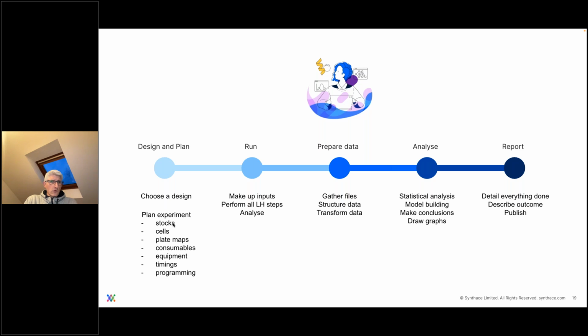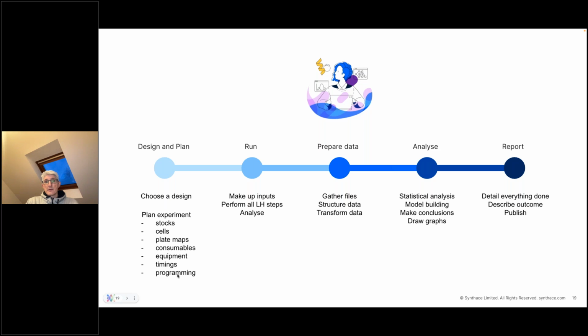So this is all of the stocks we need, maybe the cells, the plate maps, how everything's going to map into a plate, how they're all going to be mixed together, the consumables that we're going to need to use for it, what equipment we're going to be using, is the equipment booked, is it serviced, is it working, the timings of our experiment to make sure that it's all going to fit together nicely.